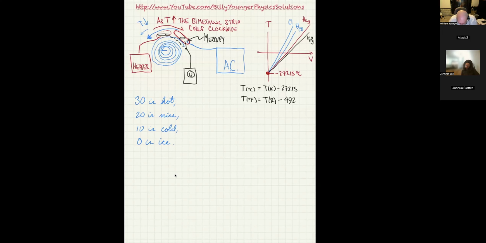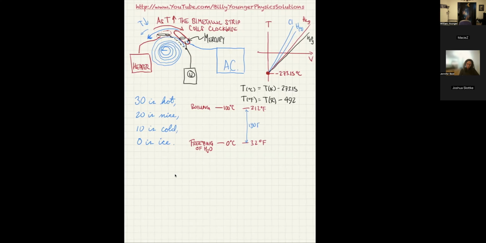But what we're going to do is use what I just told you, specifically the freezing of water and boiling of water. That's going to be 100 degrees Celsius, and this is going to be 0 degrees Celsius, but it's also going to be 212 degrees Fahrenheit and 32 degrees Fahrenheit. Therefore, the difference is 180. And notice how I write this.